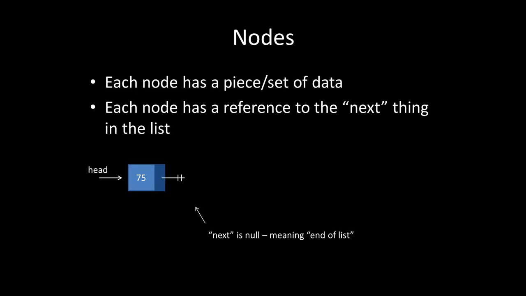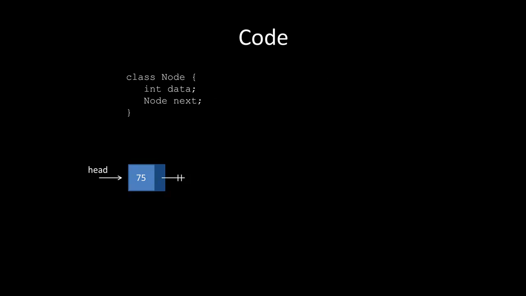Nodes also have a reference or a pointer to the next thing in the list, and a lot of times we'll refer to that as next. Now note, in this case, the way this pointer looks, that means that next is pointing to null, meaning that this is the end of the list.